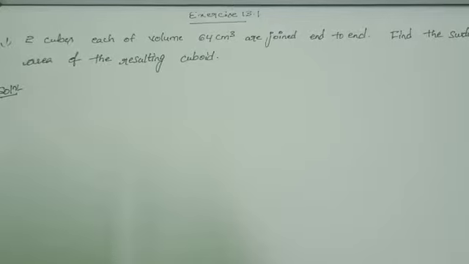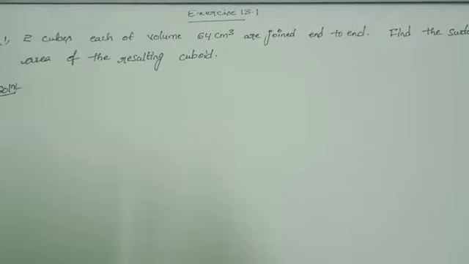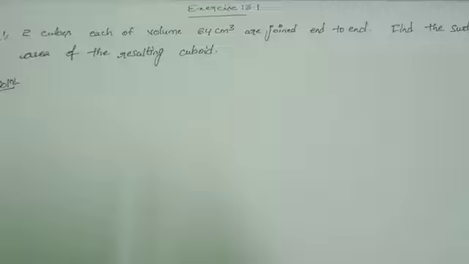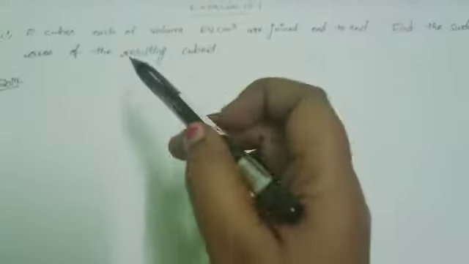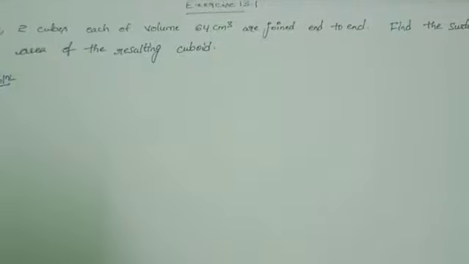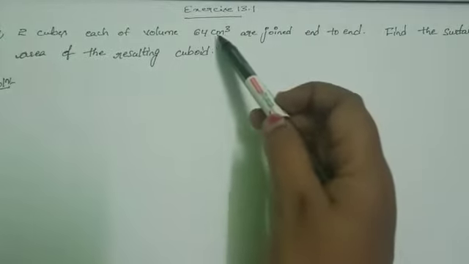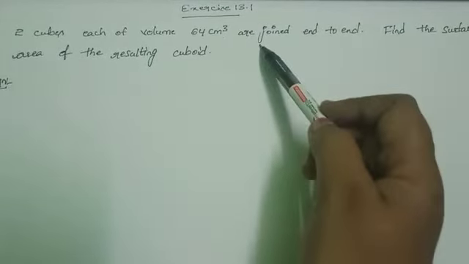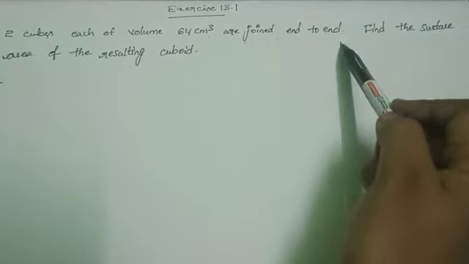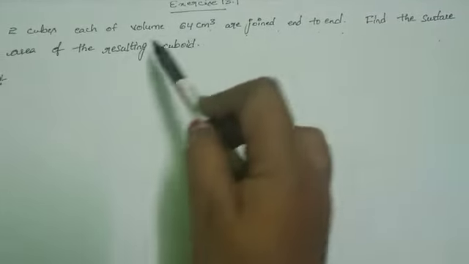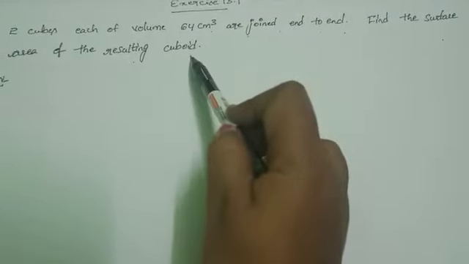Let's discuss exercise 13.1. First question. Two cubes, each of volume 64 centimeter cube, are joined end to end. Find the surface area of the resulting cuboid.